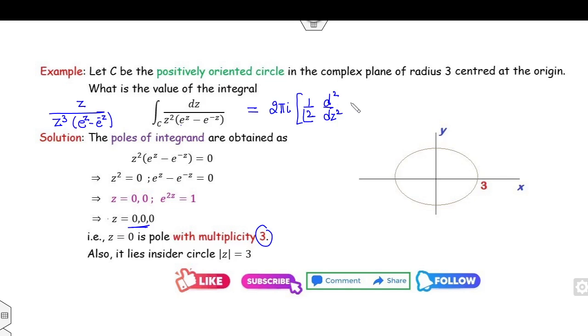So what is the f(z)? Can you find the value of f(z) from this? Because you have the multiplicity 3.